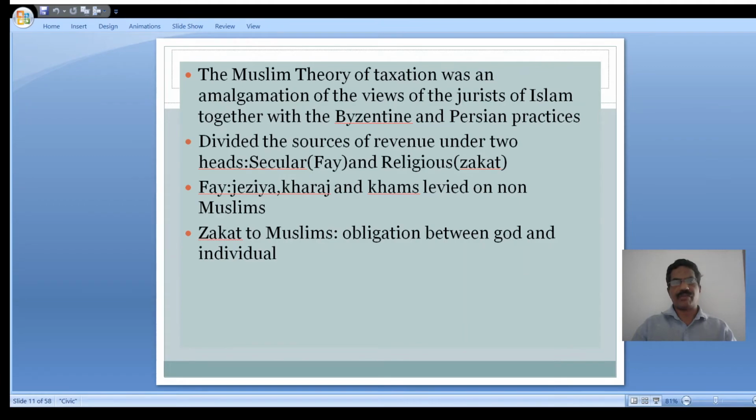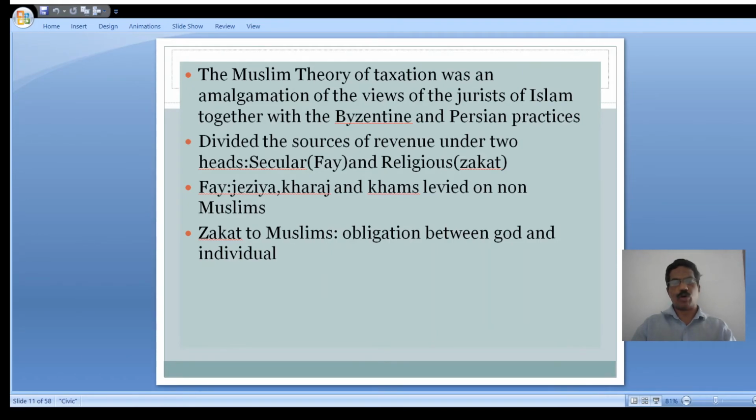And now we have a very brief study of the provincial government of the Delhi Sultanate. Basically, the Byzantine and Persian model was followed by the Delhi Sultanate for the administration of the provinces. Provincial administration became a replica or model of the central state. Governors were very powerful in their particular provinces. So there are basically two kinds of provinces.